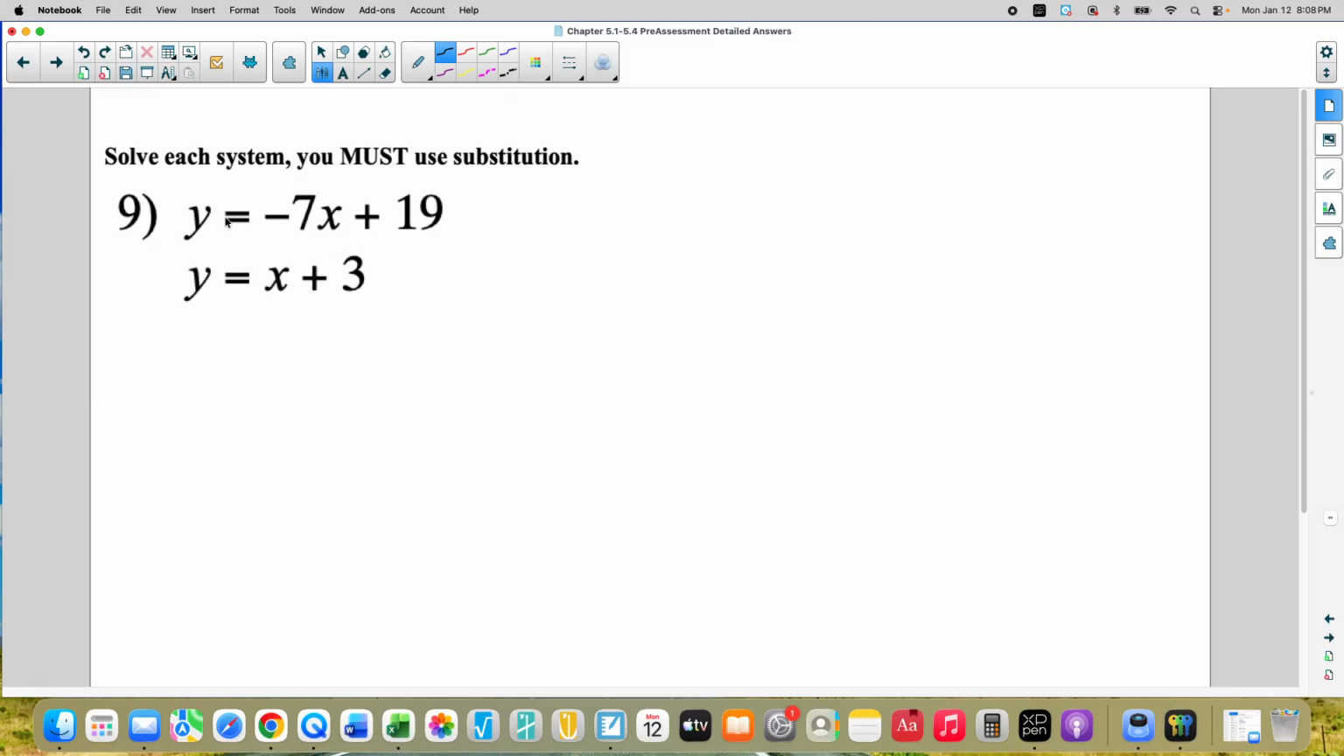We're going to substitute. We're going to take this value for y, and we're going to substitute it into the y value down here. So instead of writing y, we're going to write negative 7x plus 19 equals x plus 3.